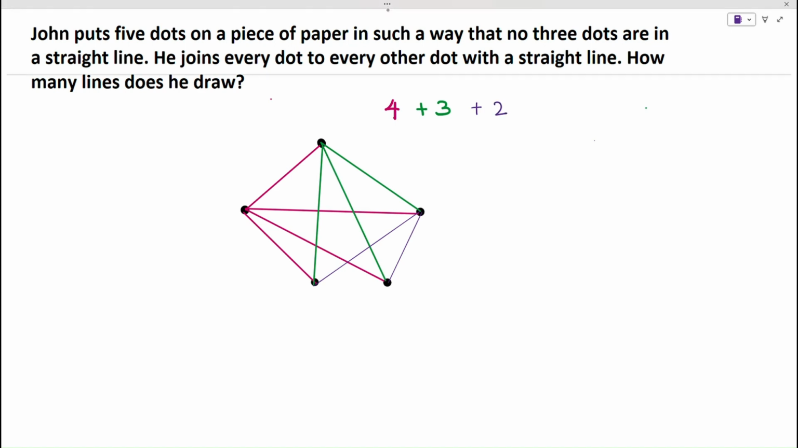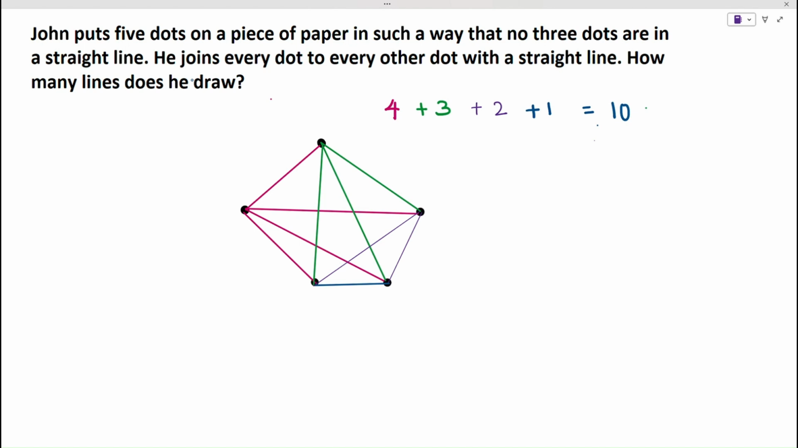And now, if we go to our final dot, how many lines can we draw from there? We can only draw 1 more line. So we add 1 onto the end. And the total for this is 10.